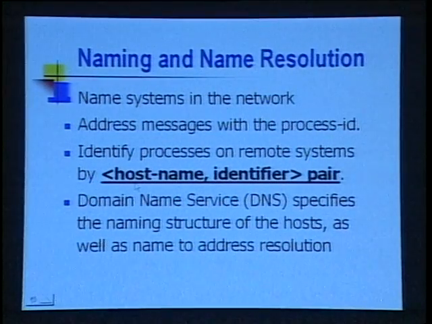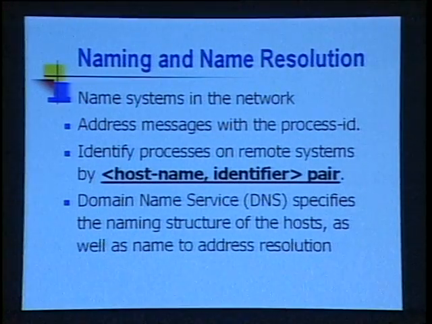Then in the naming, address the messages with the process ID. If machine A wants to send a message to machine B, then that message needs to have a process ID assigned by the system, so that when the communication between the machines occurs, the message sent from machine A to machine B, or from B to A, is recognized as relating to a particular process happening between the systems.